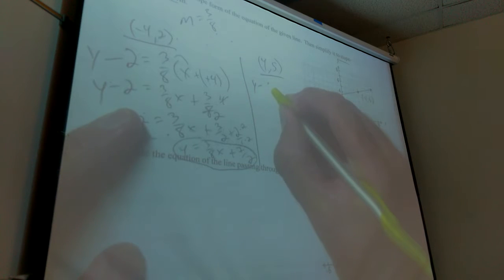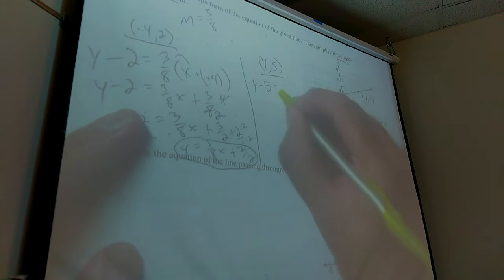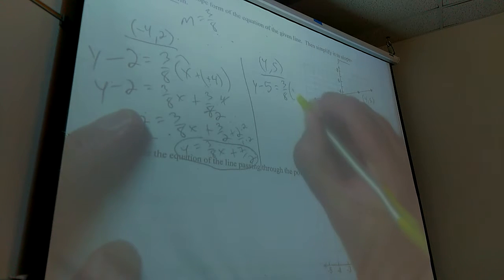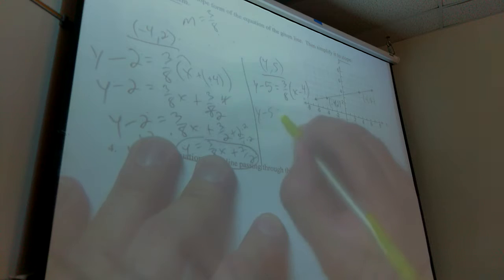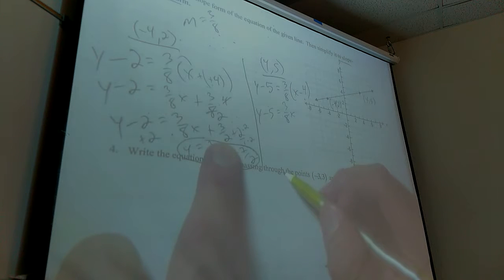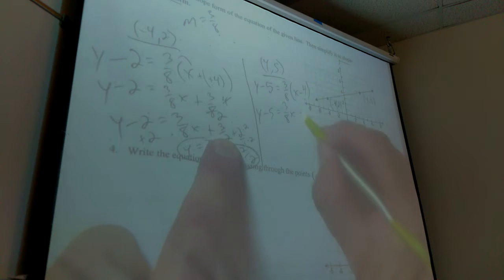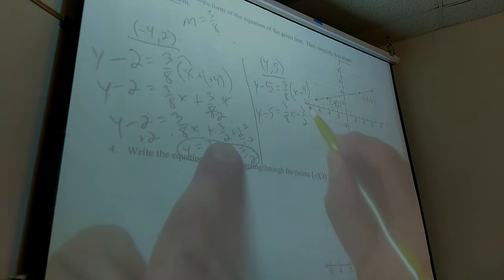y minus 5, the y piece, equals slope times x minus 4, the x piece. You can kind of cut to the chase. Let me see if you guys are cool with this. Distribute the 3/8 through. What was 3/8 times 4? 3 halves, right? Remember that? But this is minus, so it'll be minus 3 halves. So when I distribute 3/8 through, we already did the work for 3/8 times 4. There it is. So it's just minus here, right?